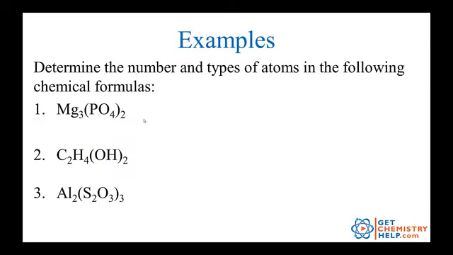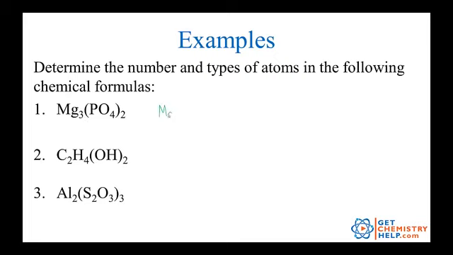Okay, so let's wrap it up with a few examples. The first one says Mg3(PO4)2. The way we would commonly say that, by the way, is Mg3 PO4 taken twice. So we'd say "taken" for whatever was in parentheses. So Mg3 PO4 taken twice because of the 2 here.